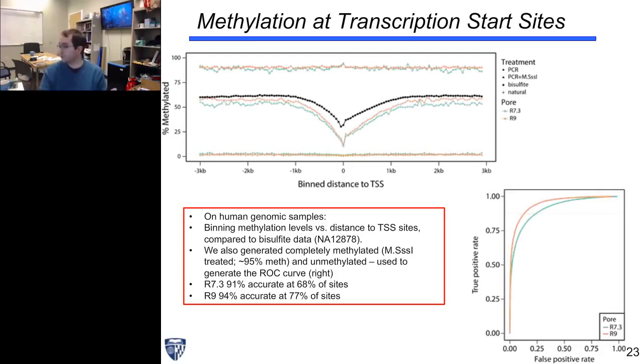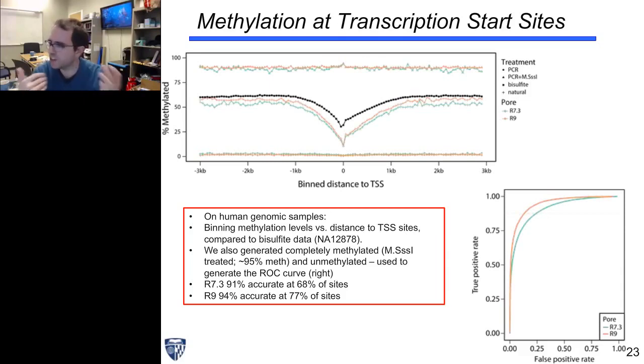We also wanted to run some control samples. So we took some human DNA and we made all the CGs methylated enzymatically, and we made all the CGs unmethylated with PCR. That's pictured here for the completely methylated and here for the completely unmethylated. When I say completely methylated, I really mean about 95% methylated as measured by bisulfite sequencing.